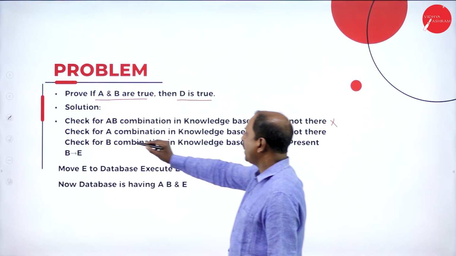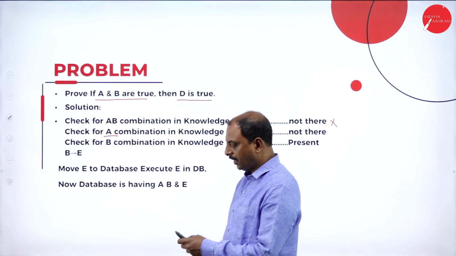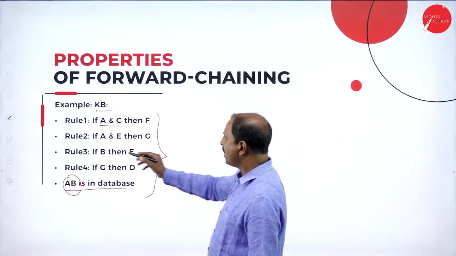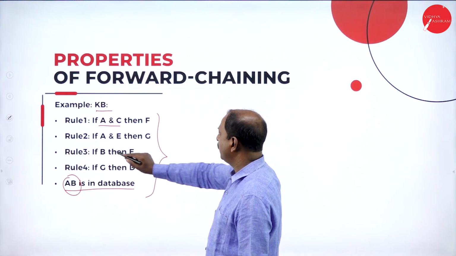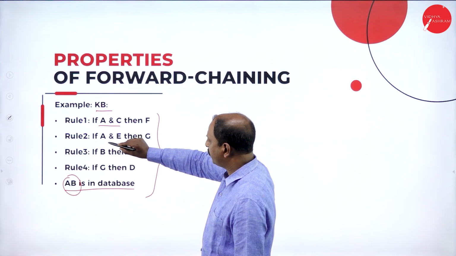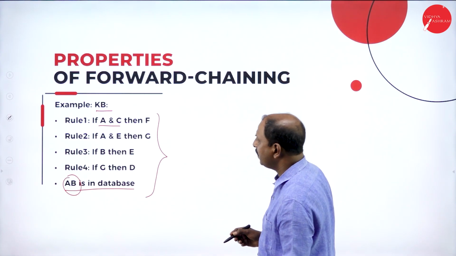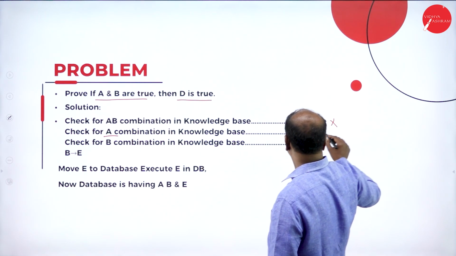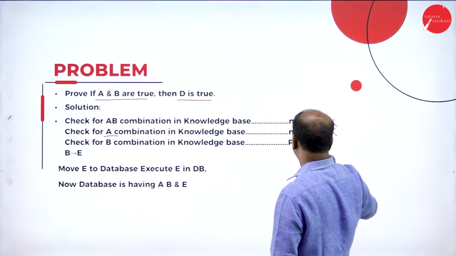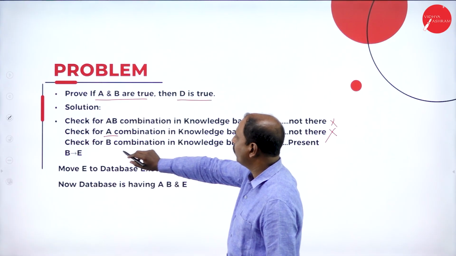Then check for the A combination in the knowledge base, because A and B together are not available. Next we have to check for the A combination. If you look, A and C then F, A and E then G. So here in rule number 1 and rule number 2, we can find the A combination. Single A is also not available. So next, check for the B combination in the knowledge base. Now we go for B.